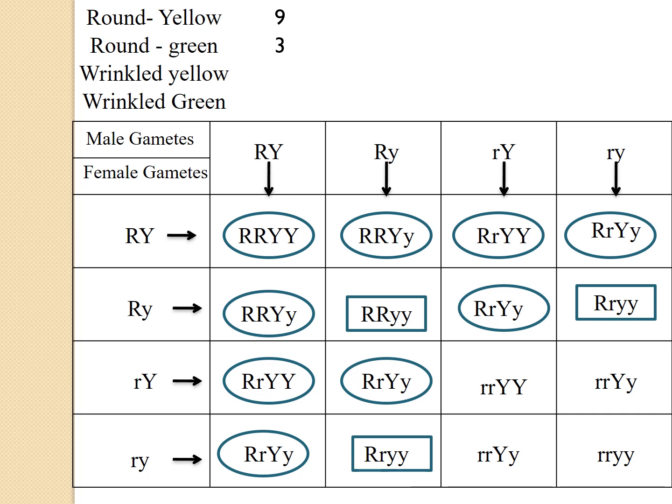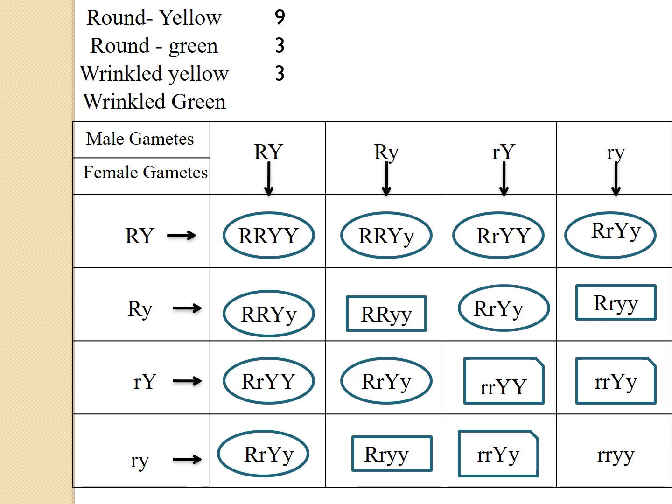Okay, so let's look at this. It's going to be the first one here. This has small r and capital Y, meaning wrinkled yellow. Again this, small r but capital Y, wrinkled yellow. Again this, small r and capital Y, means wrinkled yellow. So again a total of 3 I have got. So I will write 3 in front of wrinkled yellow.